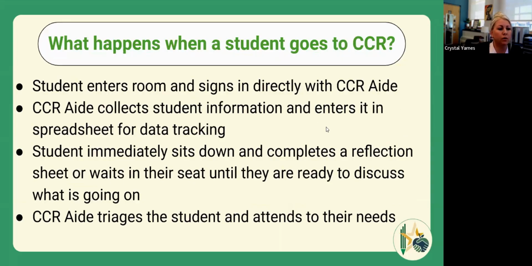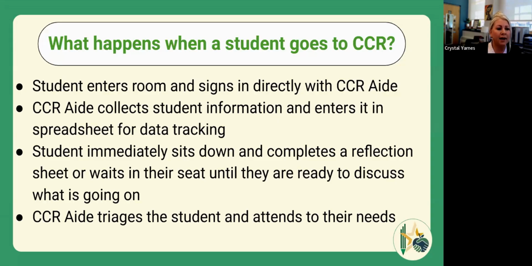What happens when a student goes to CCR? A student enters the room and signs in directly with the CCR aide. The CCR aide collects the student information and enters it in the spreadsheet for data tracking purposes, which is important under TFI 2.3 for screening. The student immediately sits down and completes a reflection sheet or waits in their seat until they are ready to discuss what is going on. And then the CCR aide triages the student and attends to their needs.